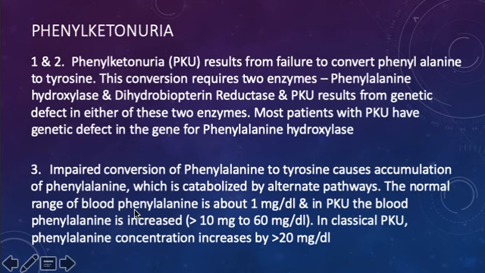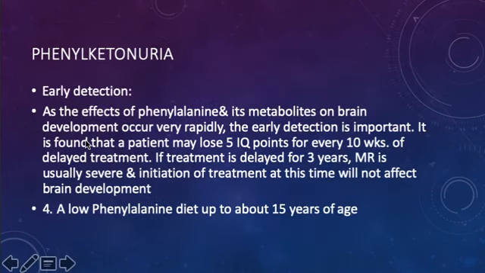The normal range of blood phenylalanine is around 1 milligram per deciliter, and in PKU, the blood phenylalanine is increased to more than 10 milligrams, up to 60 milligrams. In classic PKU, phenylalanine concentration increases to more than 20 milligrams per deciliter, right? So what about early detection? Again, early detection is the best way of treatment, right? As the effect of phenylalanine and its metabolites on brain development occurs very rapidly, early detection is important.